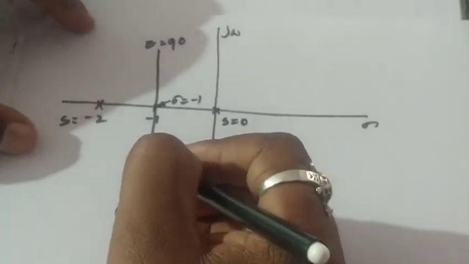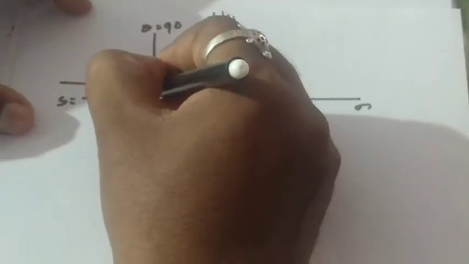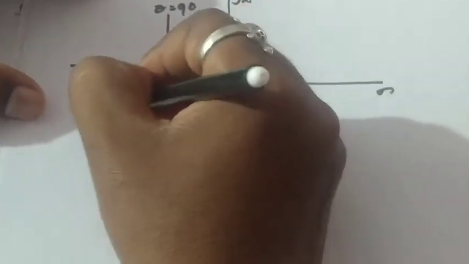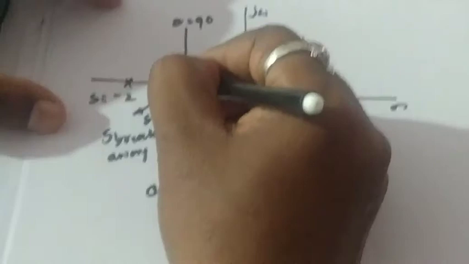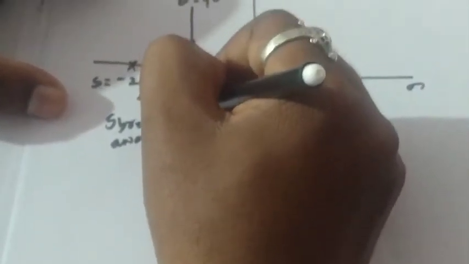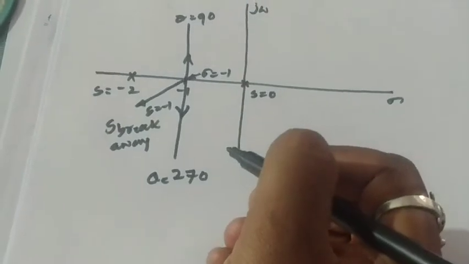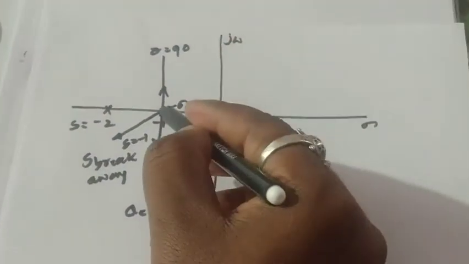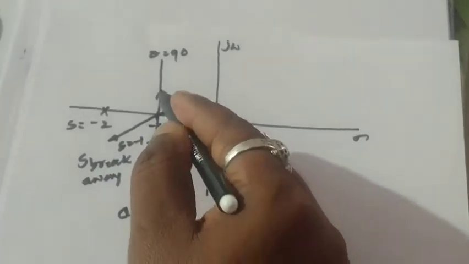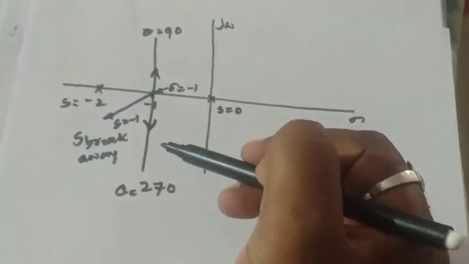At the same time, at minus 1 you have the breakaway point, because it is between the poles. That is s is equal to minus 1, this is the breakaway point. When the breakaway point is between the poles, the direction goes outside from the breakaway point. If the point is between two zeros, it is called a break-in point, and the two directions will be inside to the point.